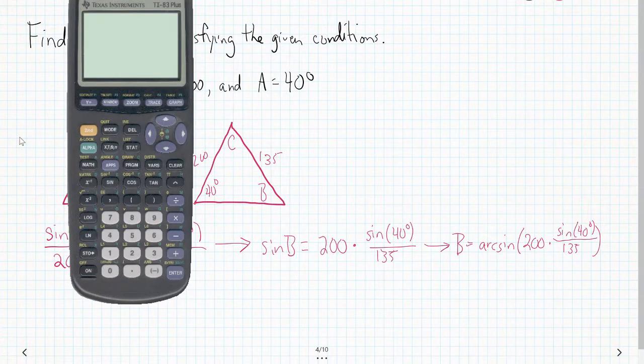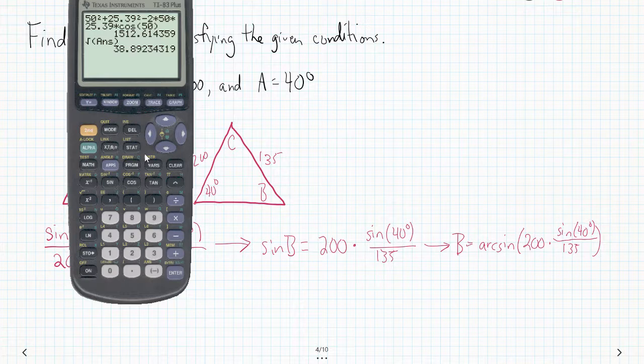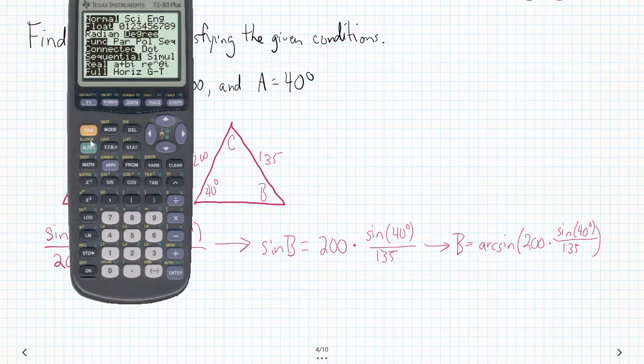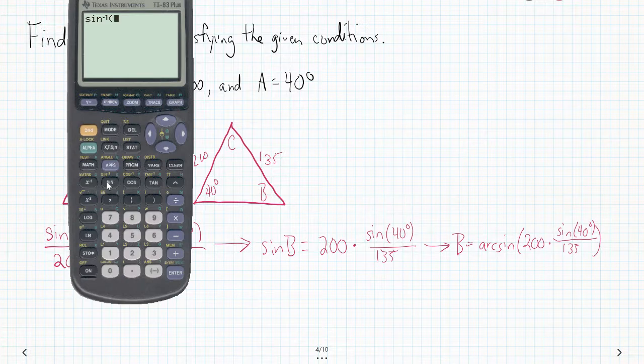We're back in business. So now we want the arc sine, but first we have to make sure we're in degrees because we want everything in terms of degrees this time. So we have mode. Once again, it's in degrees, so we're good. And now we want arc sine. So we go second arc sine, right? And then we want 200 times the sine of 40 degrees, which will turn it back into just some number, right? So sine of 40, we're okay there. And then divided by the 135.